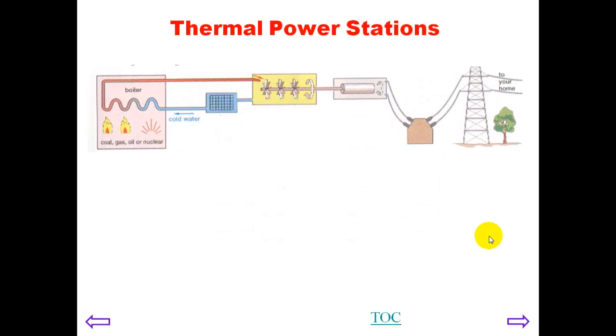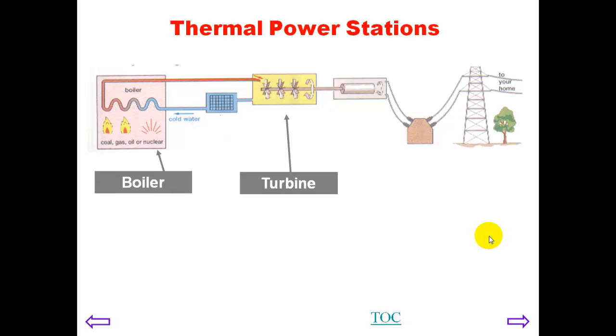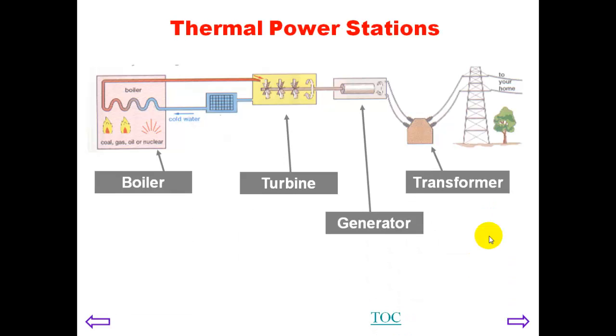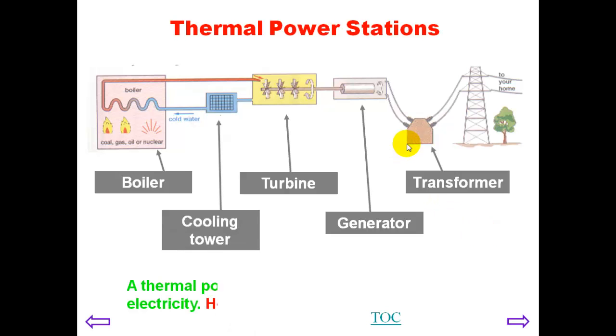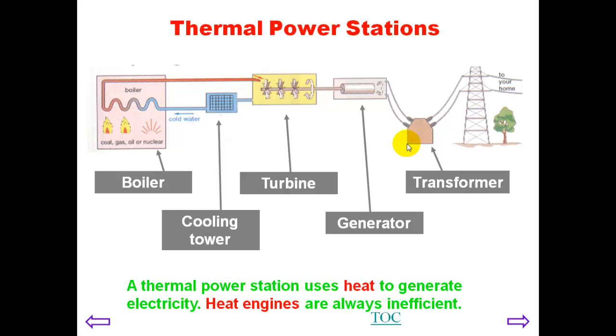Here, for example, we have a thermal power station. We have the boiler, the turbine, the generator, the transformer, and the cooling tower, of course. So a thermal power station uses heat to generate electricity. Heat engines are not very efficient because we have to throw away a lot of the heat to the cooling tower.